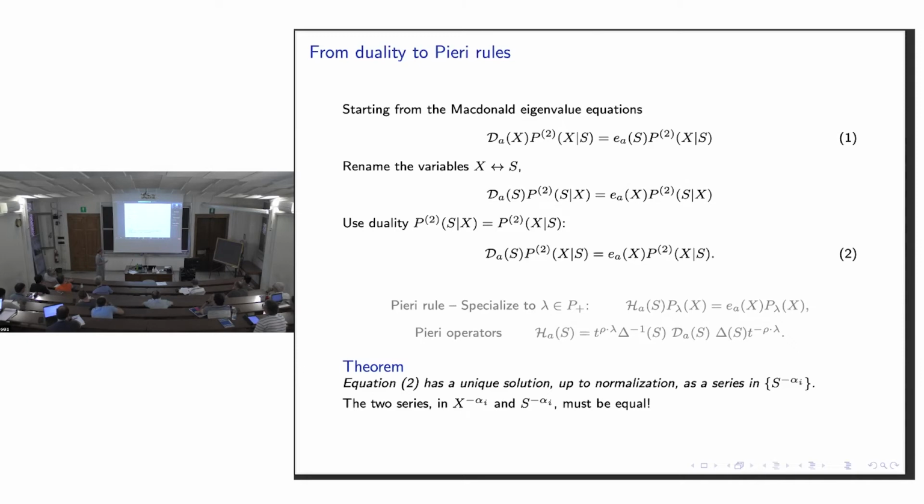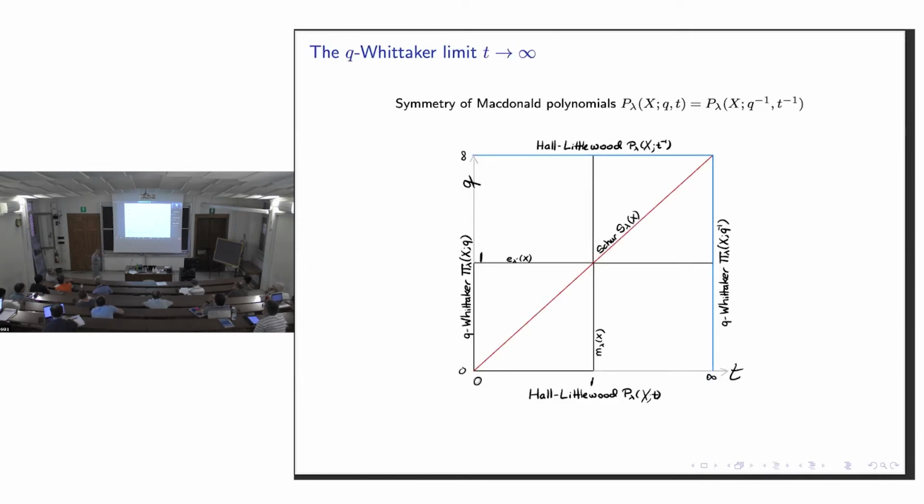Okay, then there's something called the Whittaker limit, and most people here don't know what a Whittaker limit is. So here's the picture of the Macdonald world. So Macdonald polynomials, P lambda that I wrote down, they have the symmetry. You go from q, t to q inverse, t inverse, there's a symmetry. And so if you draw q on this axis and t on this axis, then it goes from 0 to infinity in q and 0 to infinity in t, and 1 is in the middle here.